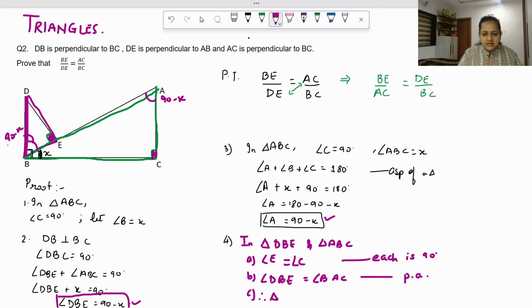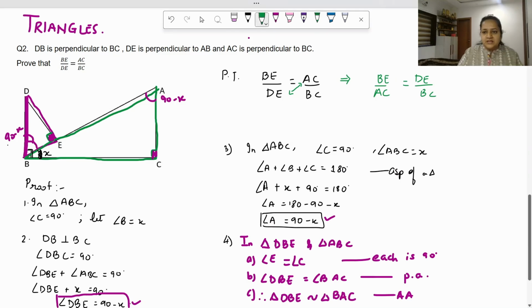And so we get triangle DBE is similar to triangle, D is the unmarked angle, and B will go with D. With B over here, which is 90 minus X, we have A, which is 90 minus X. And with E, which is 90, we have C, which is 90. So the two triangles are similar by the AA test.